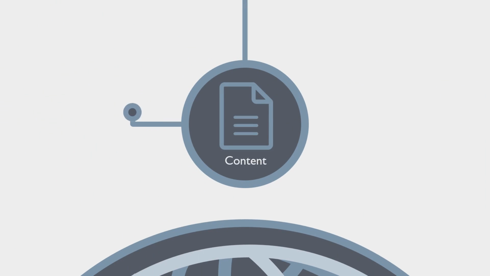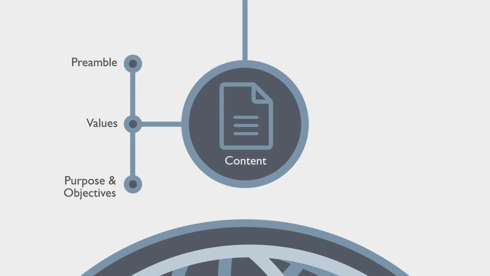You will see that the code is introduced by a preamble, an outline of the values that underpin it, and a statement of its purpose and objectives. We've already learned about these aspects of the code in the previous video. Next, you'll see a section on governance of the code. This explains that the code is owned by the ACFID members, and any changes must be approved by a majority of members at the annual ACFID Council meeting.